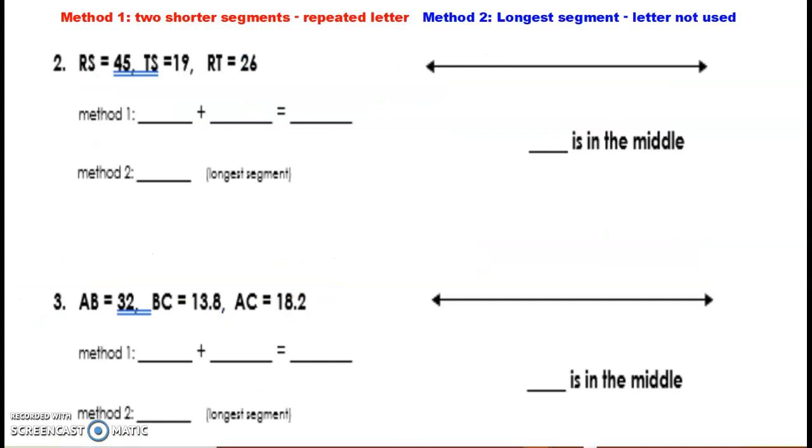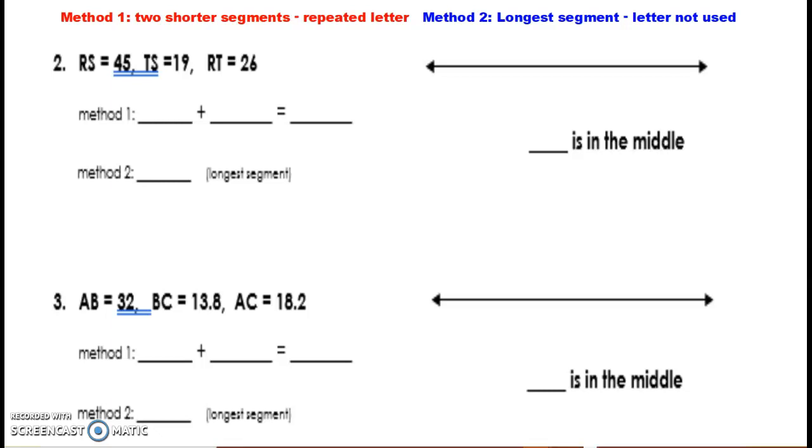All right, so let's take a look at two more examples. So I put the methods there at the top. We're going to do both methods so you can get a feel for which one you prefer. But again, you only have to choose one method. You do not have to do both in order to solve the problem. They both end up with the same answer. So looking at example number 2, we have line segment RS is 45, TS is 19, and RT is 26.